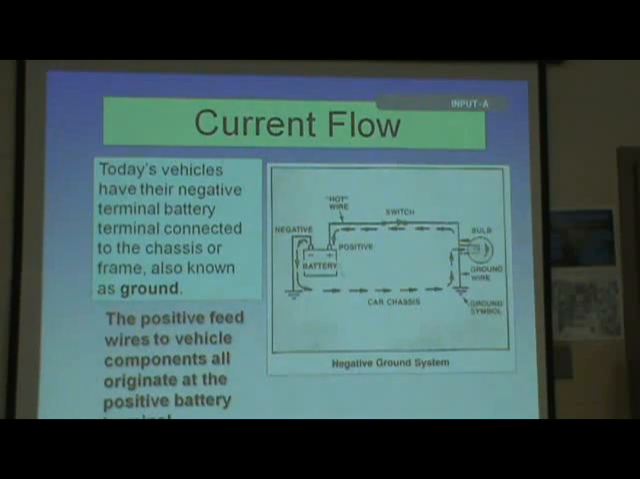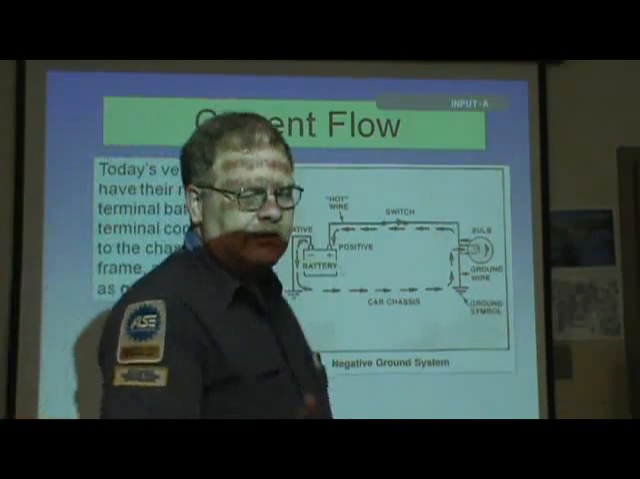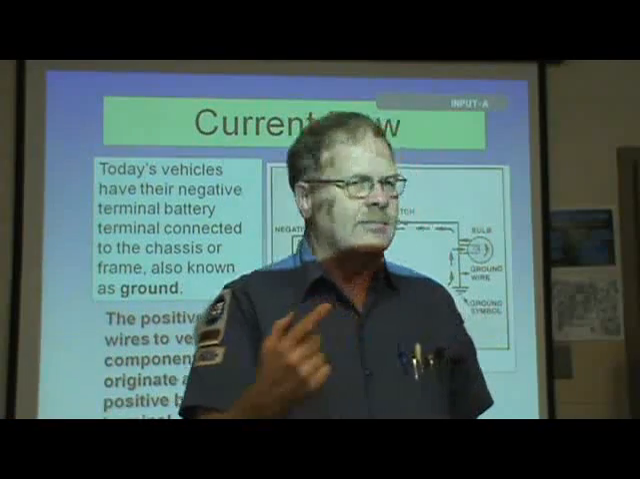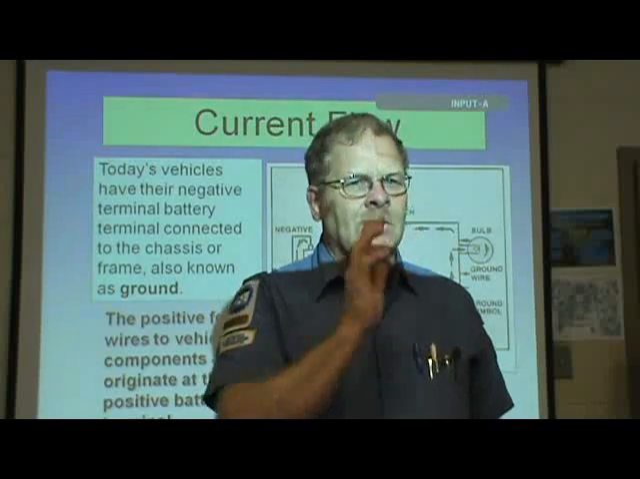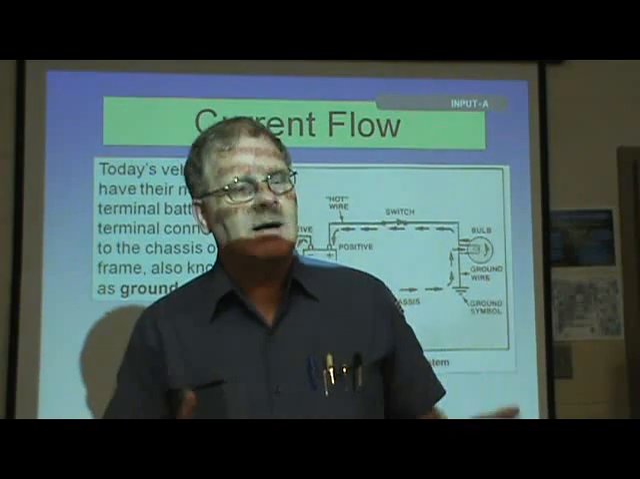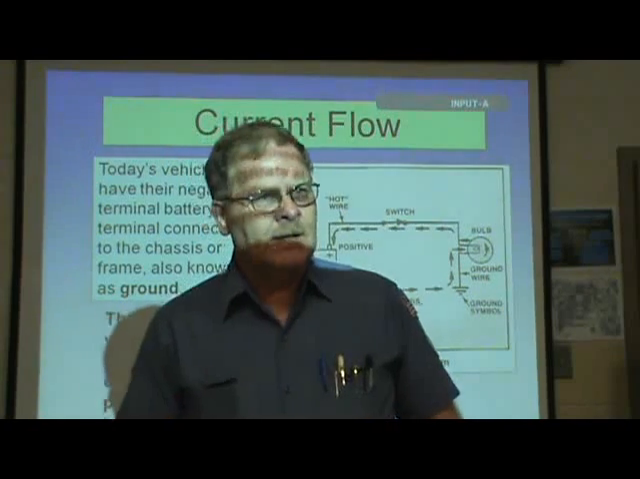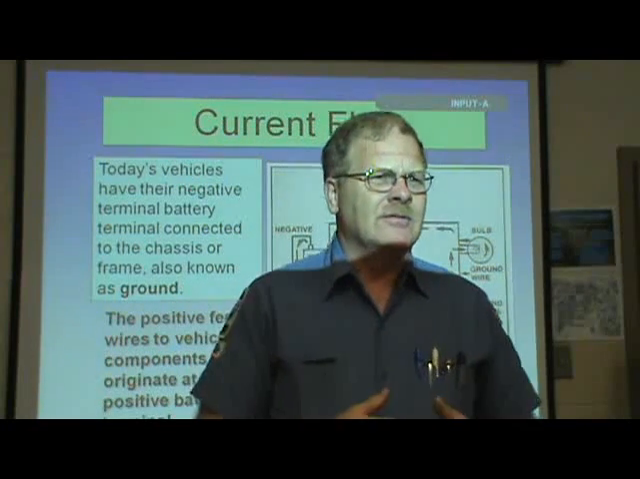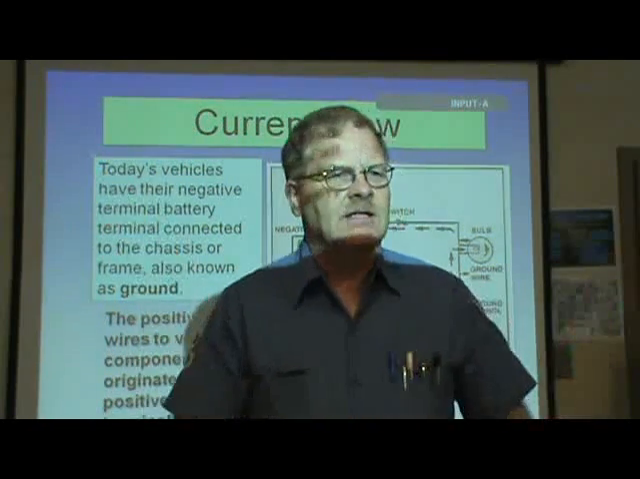Today's vehicles have their negative battery terminal connected to the chassis. Everybody knows about this. It's hooked to the ground. Where does the big ground wire that leaves the battery usually go? To the body and the engine block. The body's got to be grounded, the engine block's got to be grounded. Whenever you don't have grounds, that current goes strange places and does strange things.